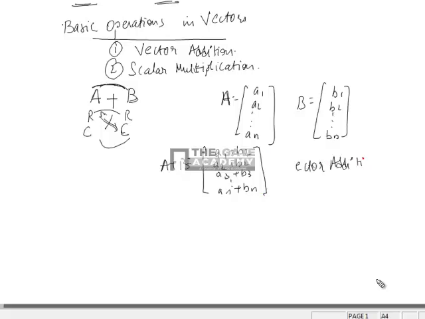So this is possible only when A is a row and B is also a row, or A is a column and B is also a column. I cannot add a row and a column. And if A has n entries and B has some m entries, I cannot add them. Both should have the same number of entries, then only I can add them. Okay. Then scalar multiplication.